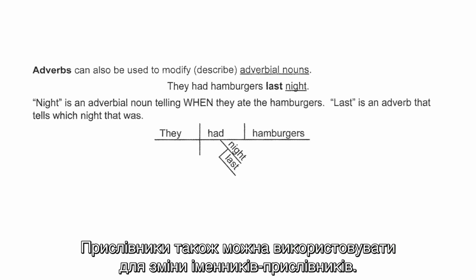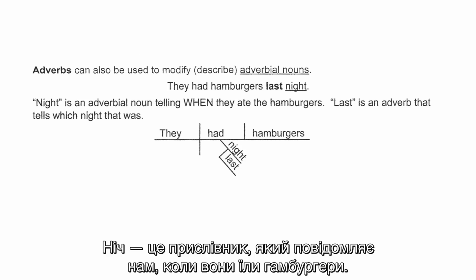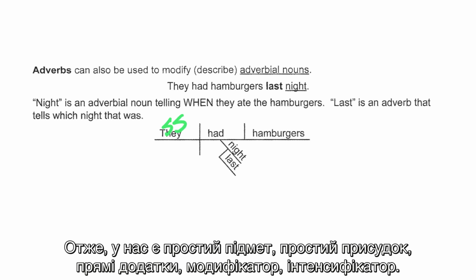Adverbs can also be used to modify adverbial nouns. They had hamburgers last night. Night is an adverbial noun telling us when they ate the hamburgers. Last is an adverb that modifies the word night. So we have our simple subject, simple predicate, direct objects, modifier, intensifier.